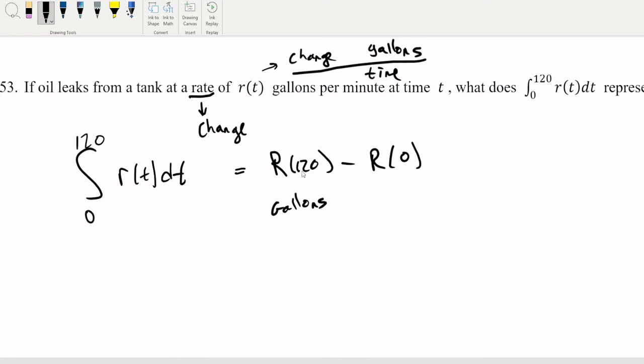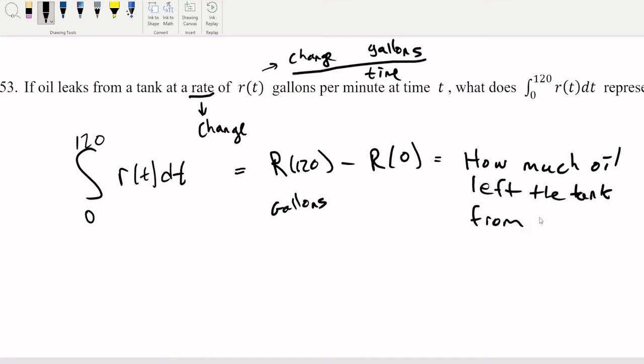So then R of 120 minus R of 0 is just going to be how much oil left the tank from t equals 0 to t equals 120.